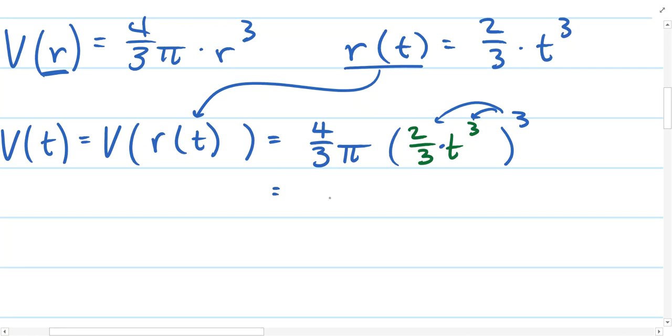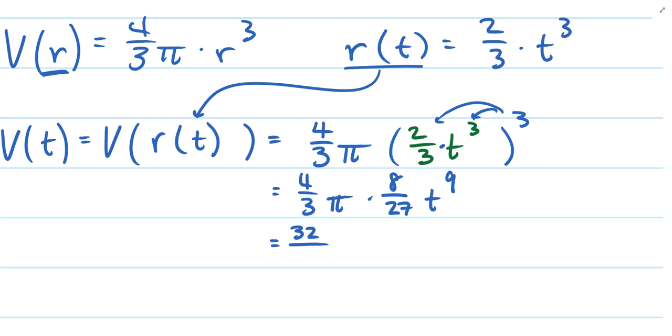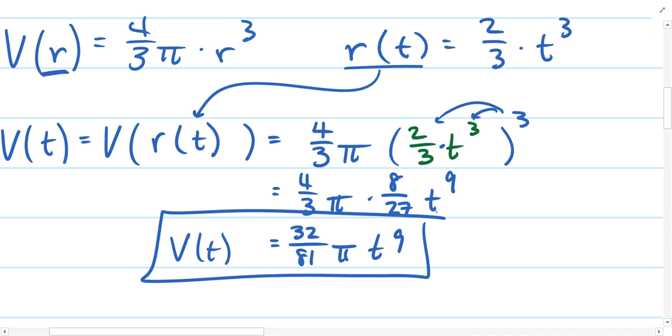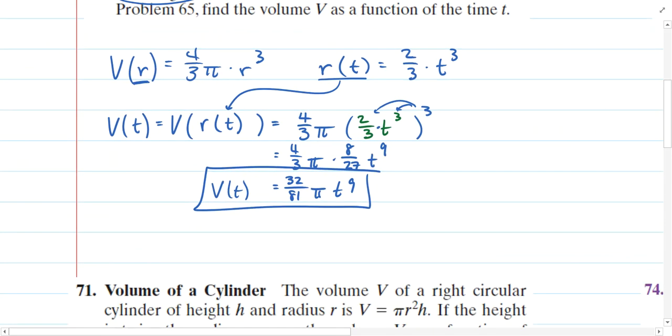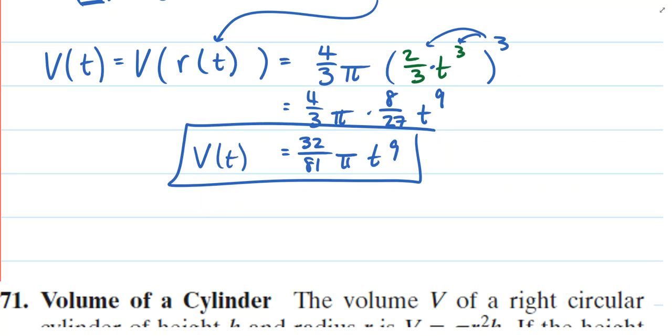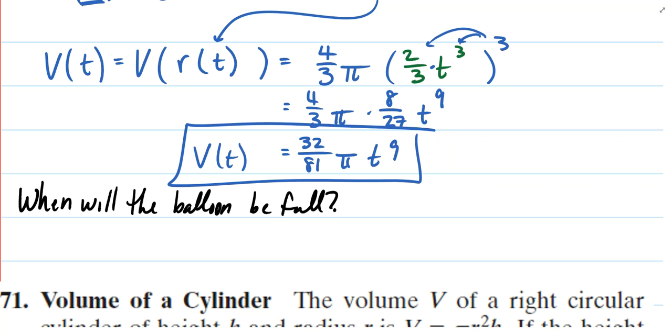But we've got 4/3 pi times, well, 2 cubed is 8, 3 cubed is 27, times 8/27 t to the 9th power, and 4 times 8 is 32, 3 times 27 is 81, so we've got 32/81 pi t to the 9th power. The volume based on time is this equation. So again, this is particularly helpful if we need to know the answer to this problem. Say the question was asked, when will the balloon be full?